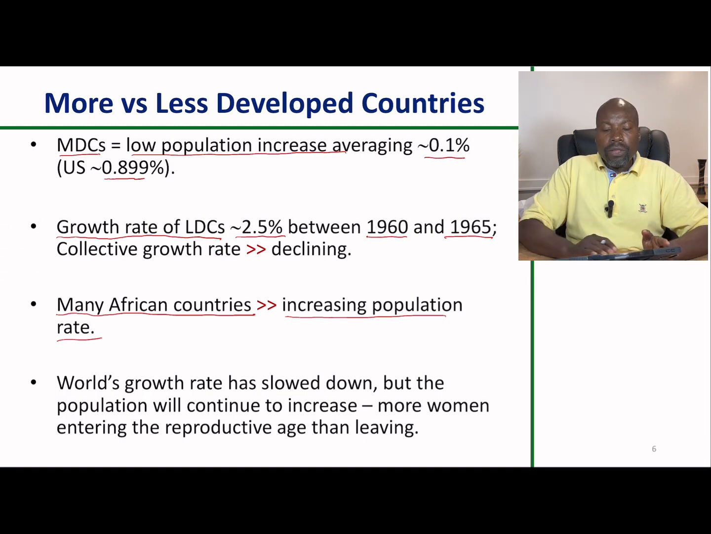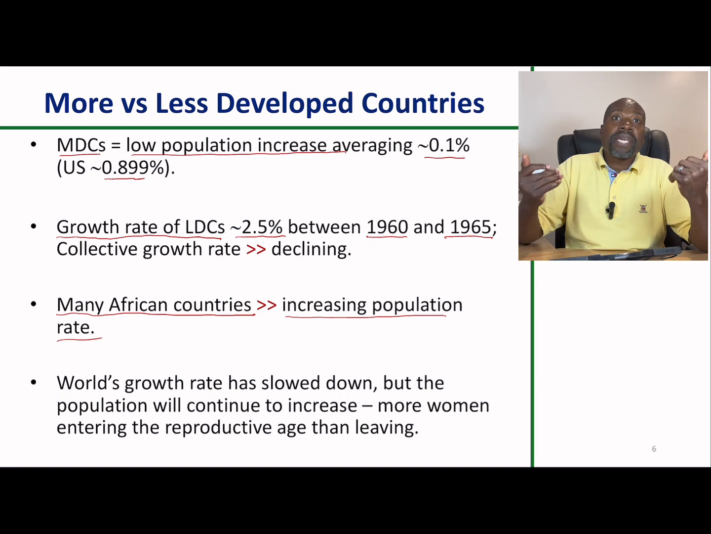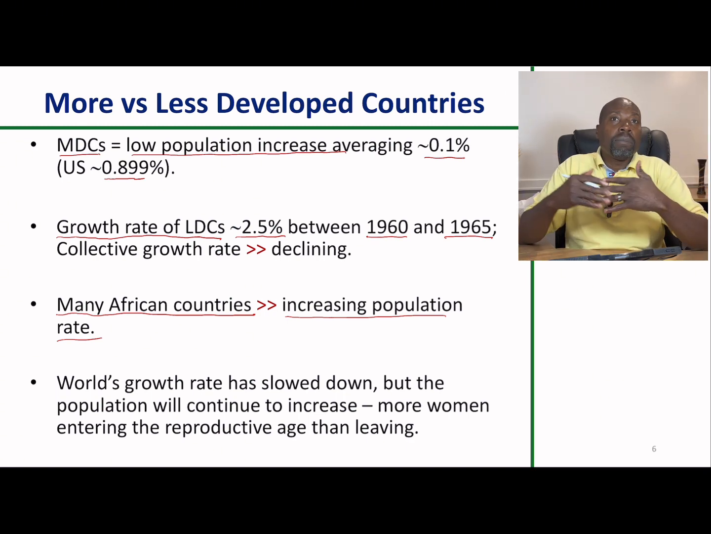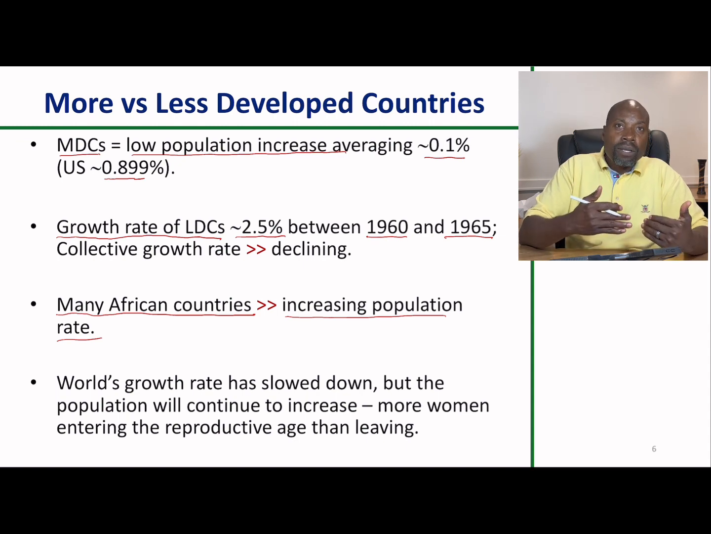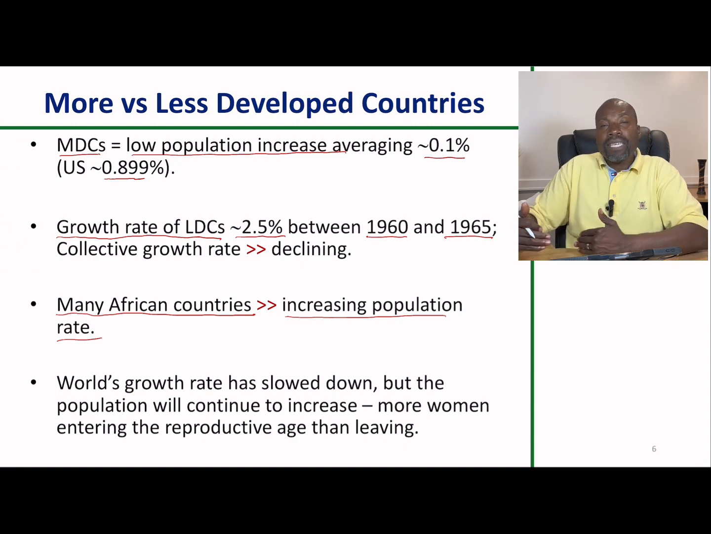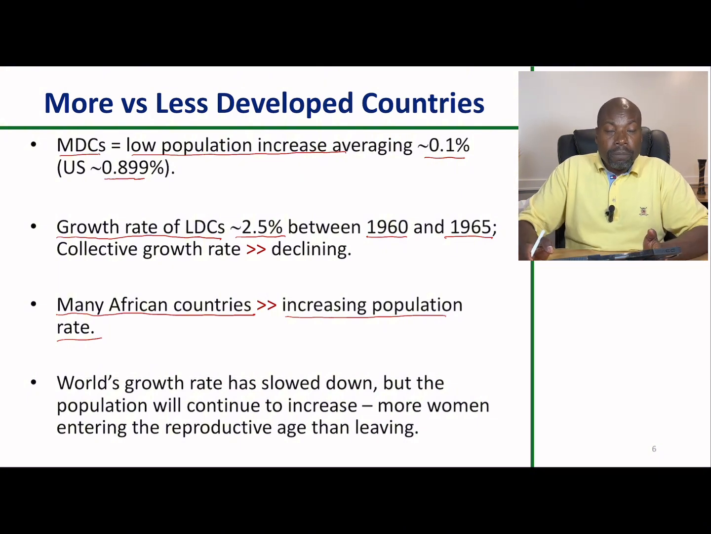So the world growth rate overall has slowed down, but the population will keep growing. Why? Because when we consider the demographics, there are more women entering the age of reproductivity than women that are leaving the age of reproductivity. So that overall, the global population, that world population, will keep growing.